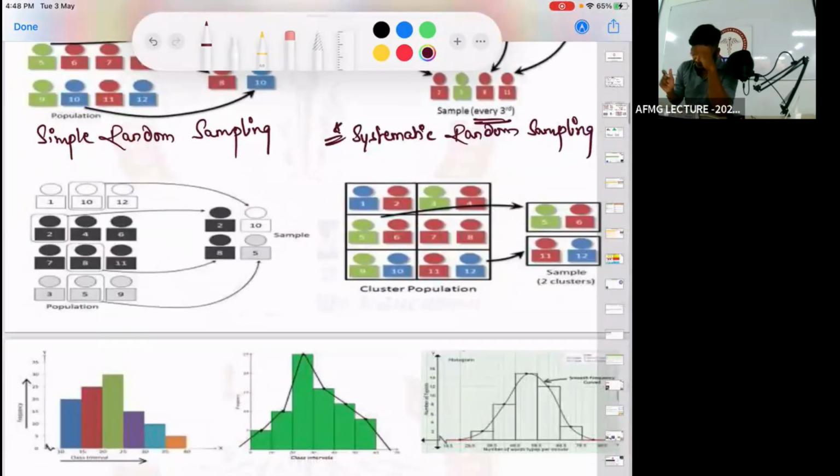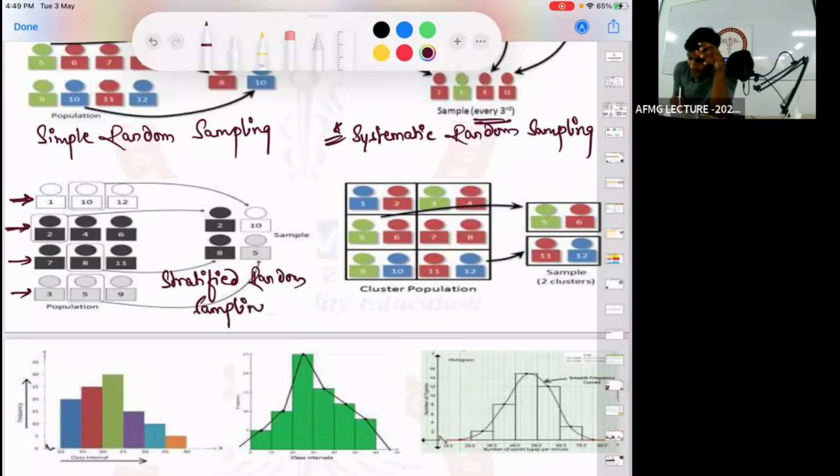Next, here you can see I have divided the population, or the group, into various layers. And when they are divided into various layers, they are called strata. Levels matlab kya? Levels matlab strata. So here I have divided my population into various layers or strata. And now I am choosing randomly from these layers, one individual from every layer. So this is called a stratified but still random, stratified random sampling. When I divide it in layers, it is called a stratified random sampling.